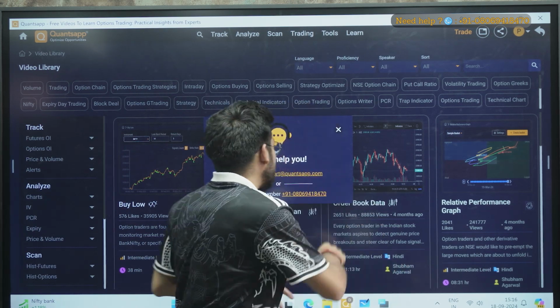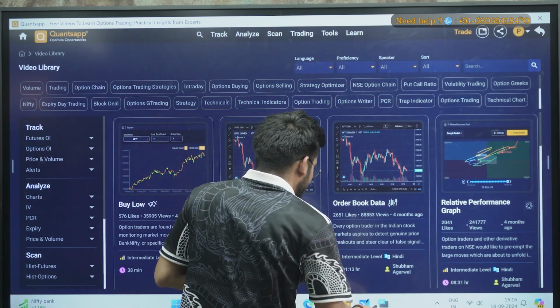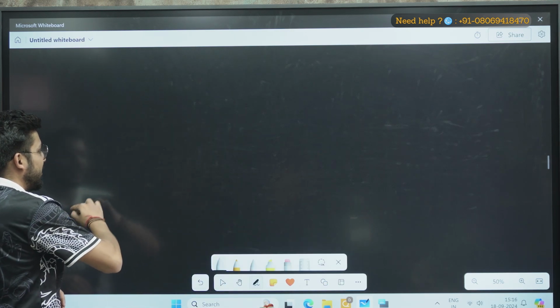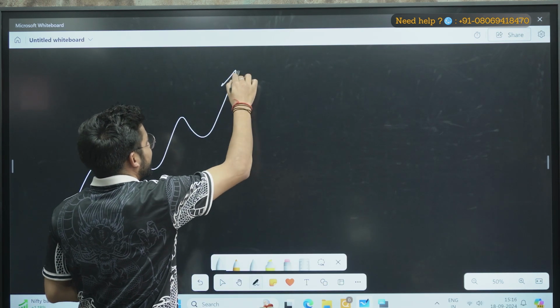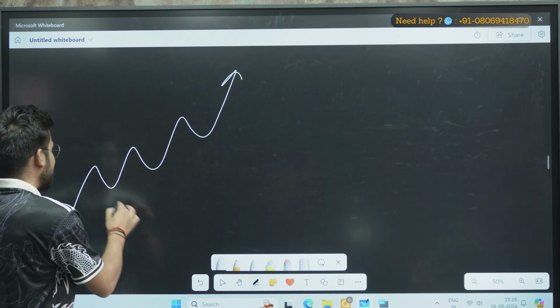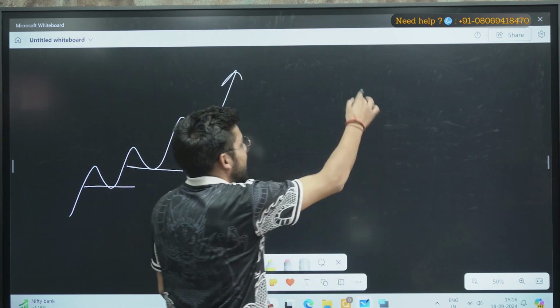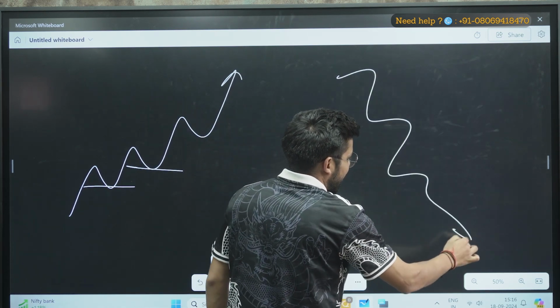Okay, so let's start today's topic. Today we will be covering how you can do scalping in a sideways market, right? Now, for example, if the market is trending in an upward direction, it is very easy to make profit in a trending market, whether it is a bullish market or a bearish market, right?